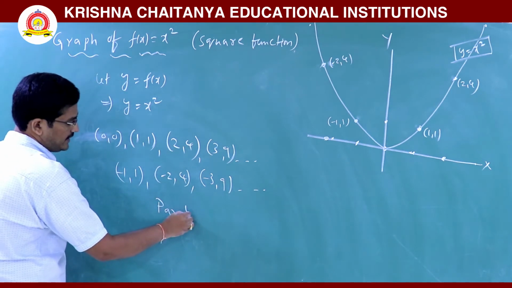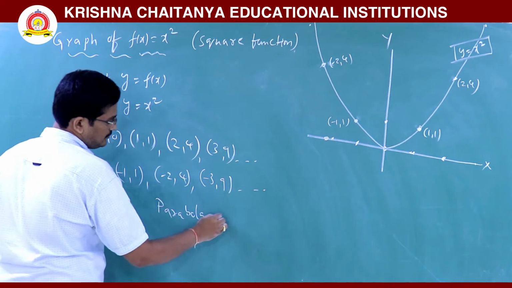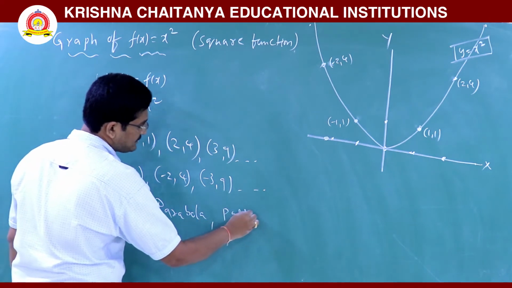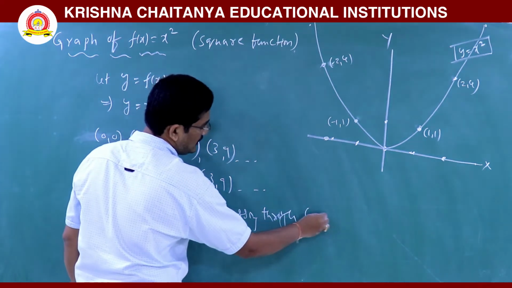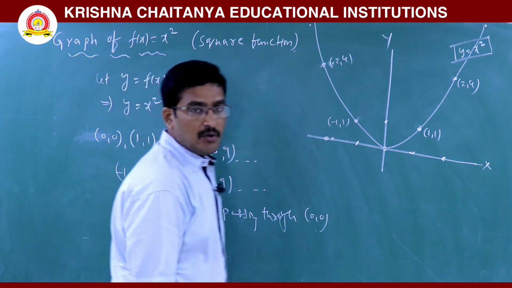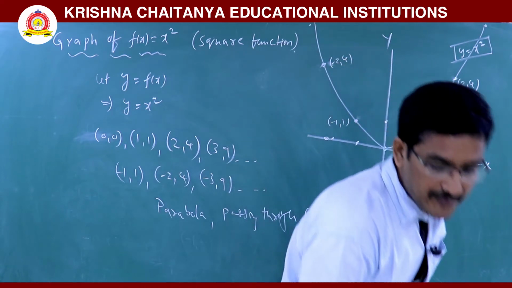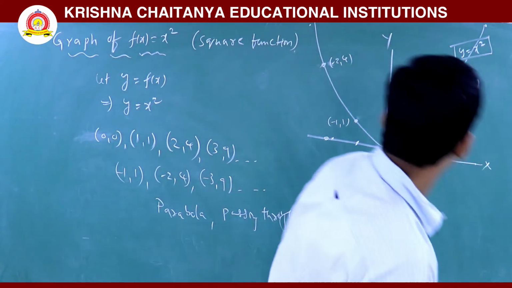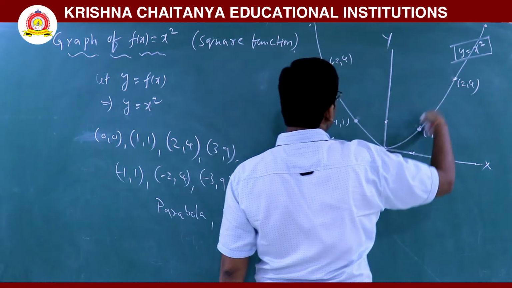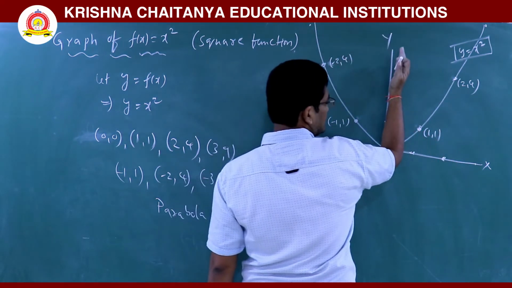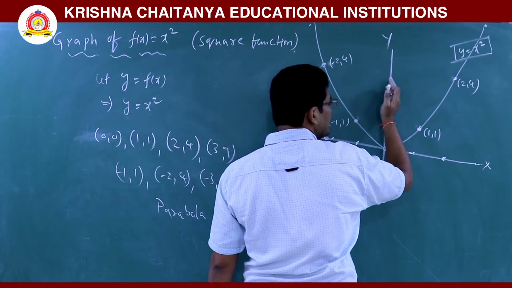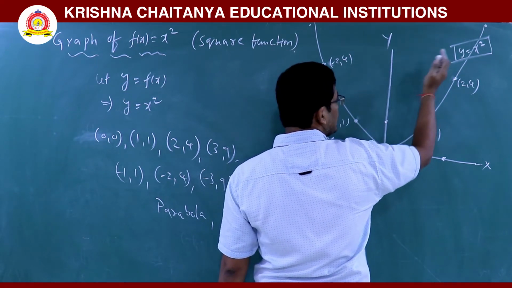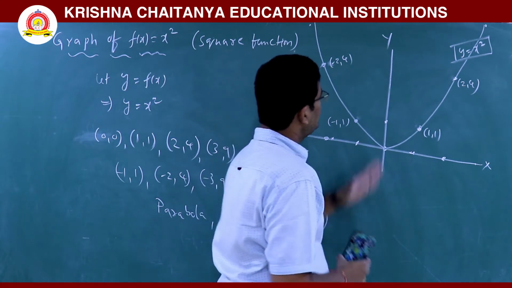It is a parabola passing through the origin. That curve is symmetric about the y-axis. Just observe that. This curve is symmetric about the y-axis. It is a mirror, so this part is the mirror image of the other part. You have to put a mirror there.